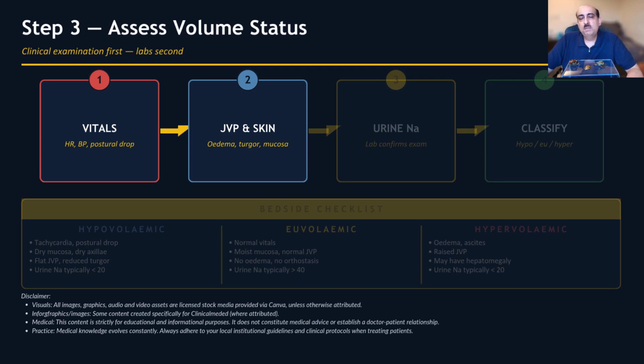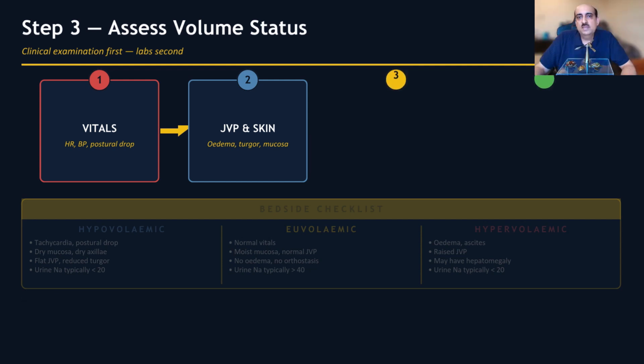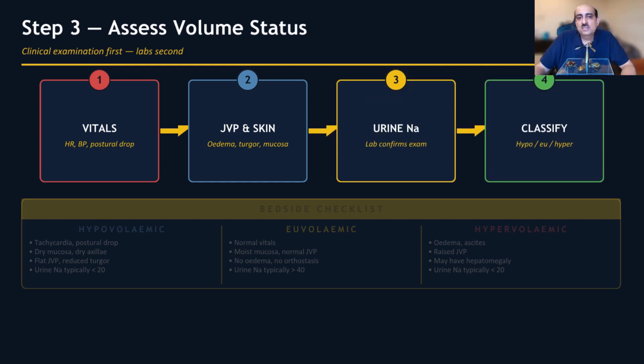Then comes the JVP and the skin. Easily, if there is a raised JVP with peripheral pitting edema, that points towards hypervolemia, volume overload. However, a flat JVP with reduced skin turgor, and also dry oral mucosa, would point towards hypovolemia. Next step is the urinary sodium excretion. This confirms the clinical judgment eventually after your clinical exam.